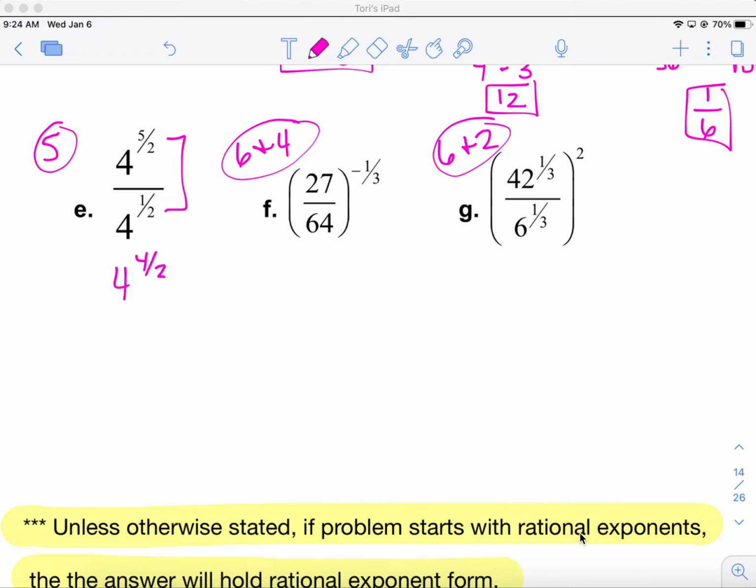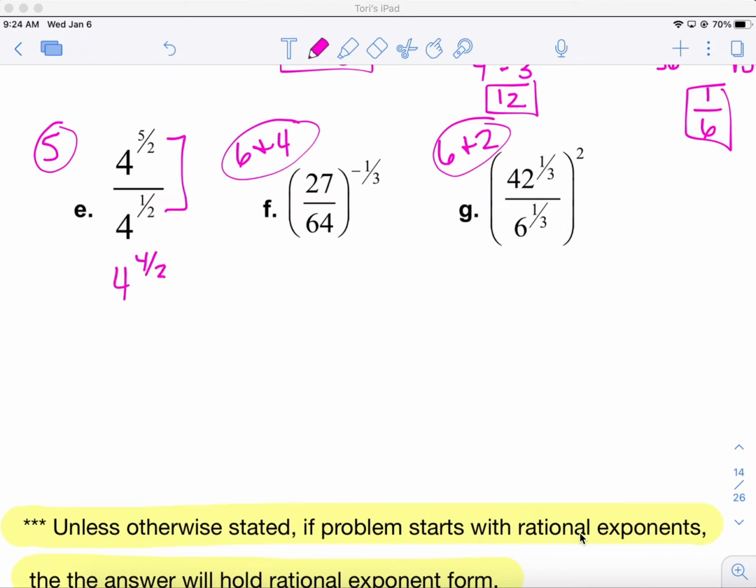27 is going to go to the bottom. They both turn positive when they get there. And now when I have the 1/3, that's the same as a cube root. So I'm going to take the cube root of 64 over the cube root of 27. Both of those are perfect cubes. So I know that the cube root of 64 is 4, that would be 4 to the 3rd power. And I know the cube root of 27 is 3, or 3 to the 3rd power. 4/3 is my final answer. Okay?